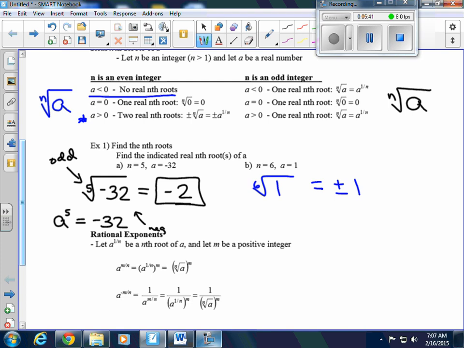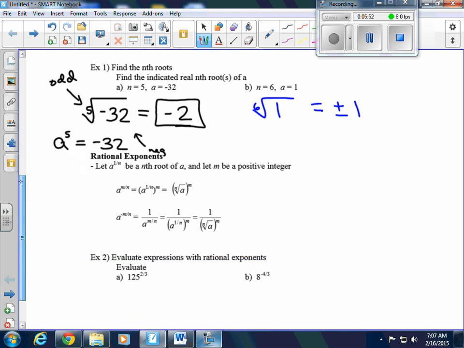And that should make sense because 1 to the 6th power is 1, and negative 1 to the 6th power is also 1. So we're going to jump down to some rational exponents.